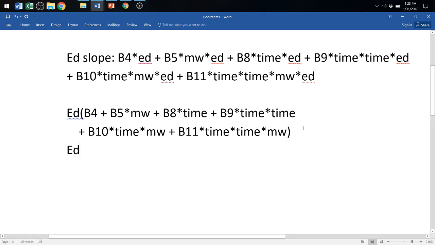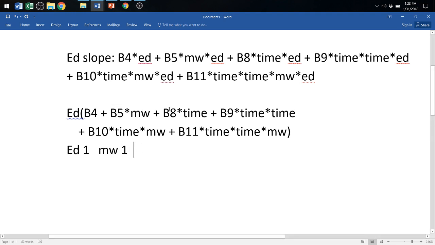So what it looks like then would be ed1 MW, so I need 1 beta 4, that's ed1, plus if this is the education slope for a woman, I would fill in a 1 here as well.